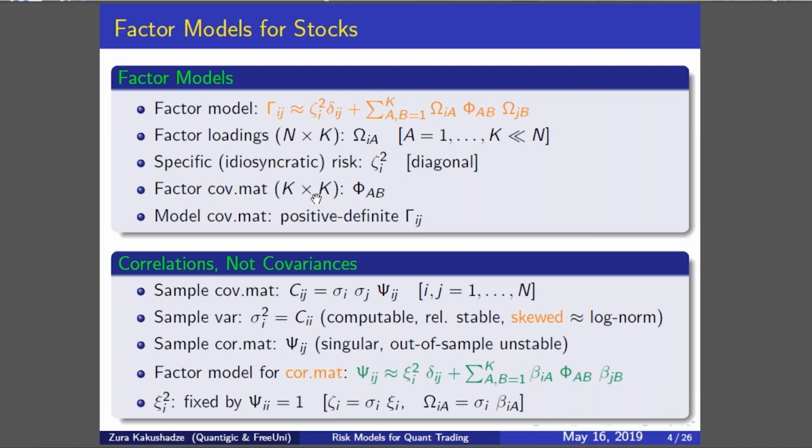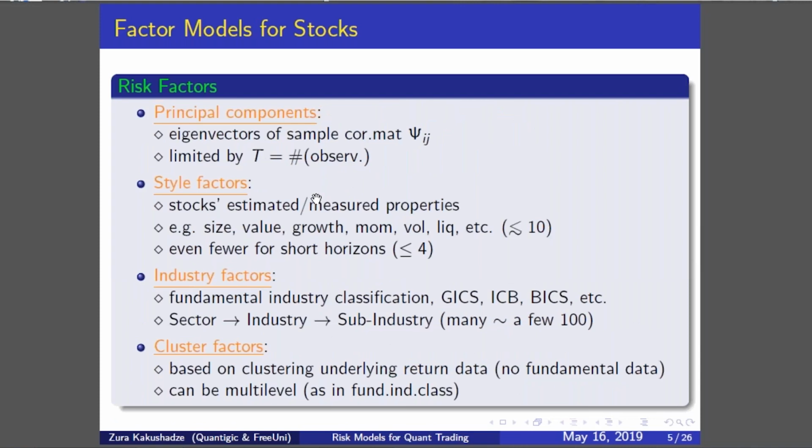So now, then the question arises, what should the risk factors be? That's to say, what should these factor loadings be? What should the columns of these factor loadings look like? And so you have some number of choices.